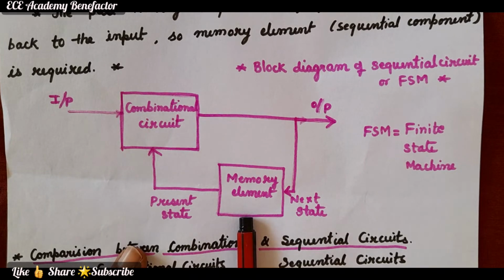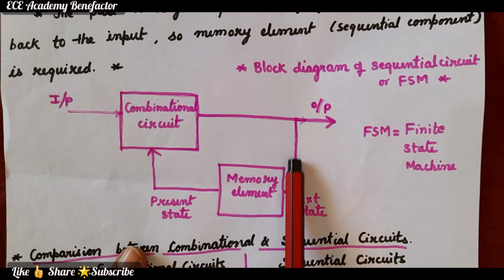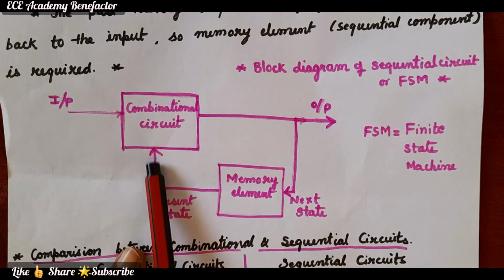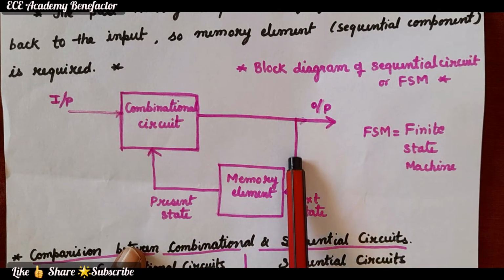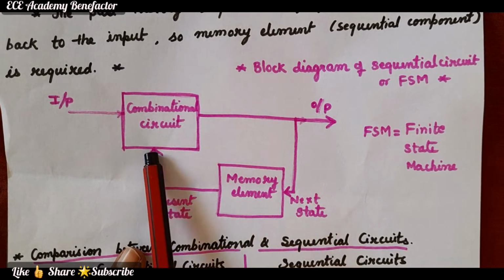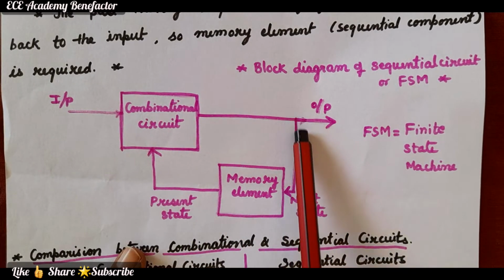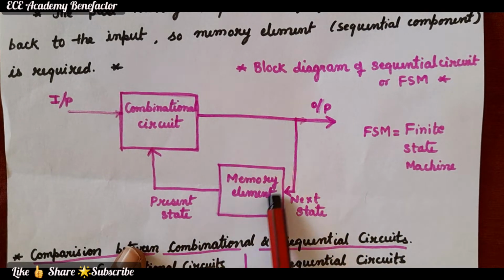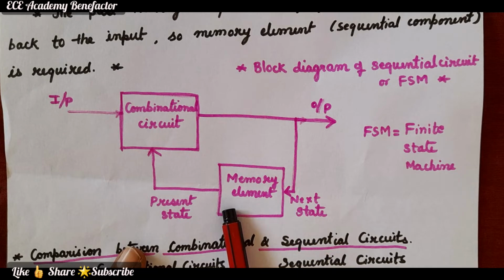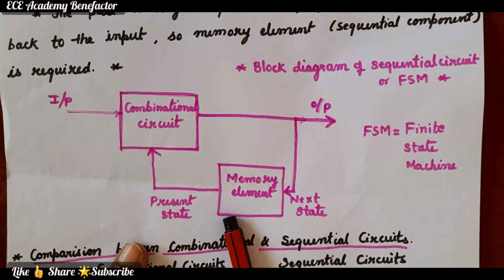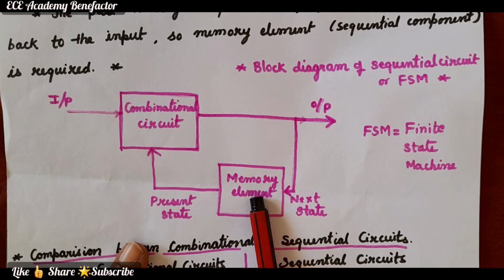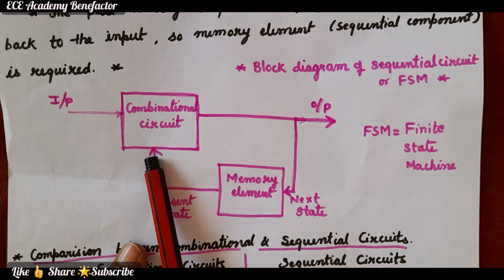So, the past history is provided by the feedback path. This is known as the feedback path. When a part of the output is fed back to the input, it is known as a feedback path. So, in the feedback path, we are placing a memory element, which is known as a sequential component. The past history is provided by the feedback from the output back to the input.